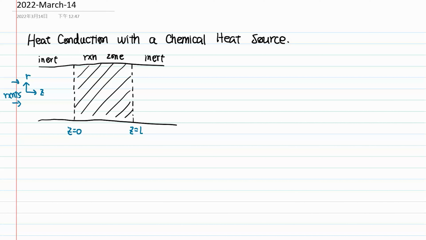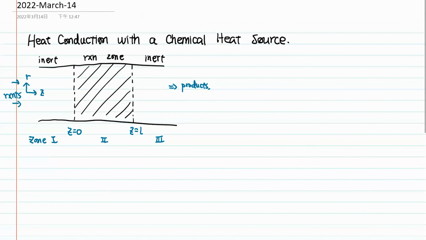So basically we can define zones 1, 2, and 3, which are the inert, the reaction, and the other inert zone. And outside the inert zone we'll have products coming out. A little bit more definition on the system, so we can make some assumptions and simplify things.